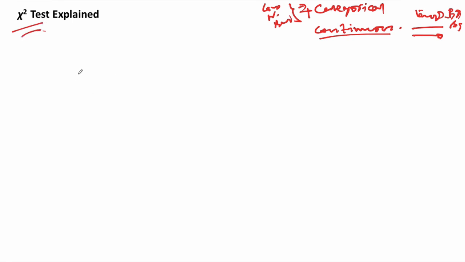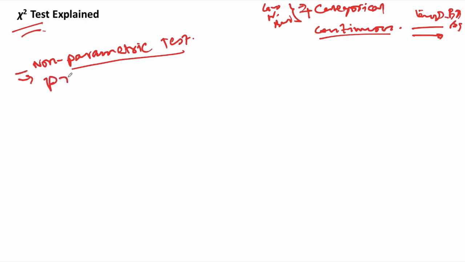Now, why chi-square is a non-parametric test? Why is it a non-parametric test? Because we do not make any kind of assumptions about the parameters of the population. This is a test of proportions.